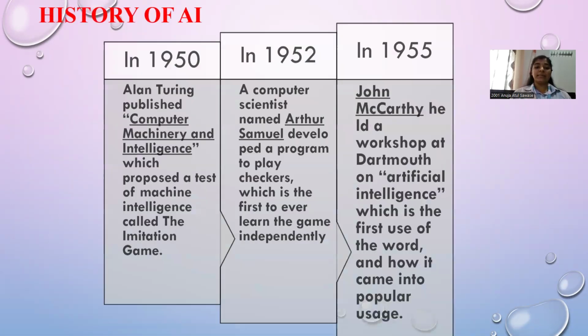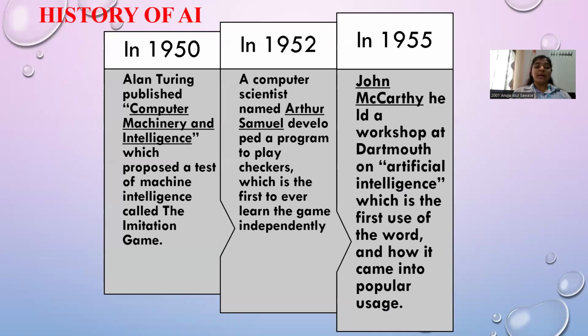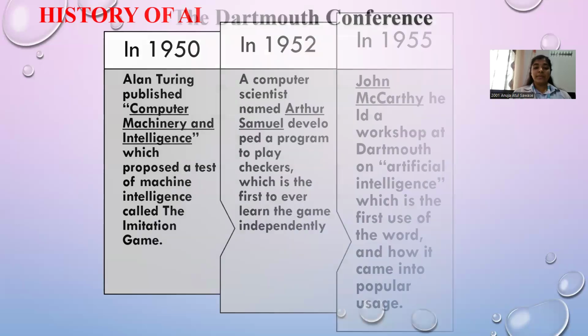This is the history of AI. In 1950, Alan Turing published Computing Machinery and Intelligence, which proposed a test of machine intelligence called the imitation game. In 1952, a computer scientist named Arthur Samuel developed a program to play checkers, the first to ever learn the game independently, and it is a two player game. In 1955, John McCarthy organized a workshop at Dartmouth on artificial intelligence, which is the first use of the term and how it came into popular usage.